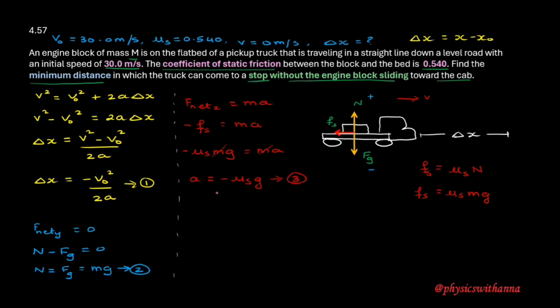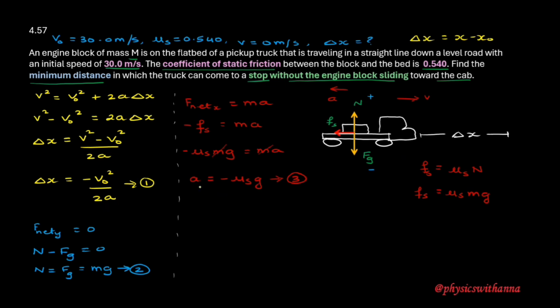Now, if you look at the sign on a, it is also negative, which indicates that this acceleration is opposite to the direction of velocity, and it is in the same direction as the force of friction. So I can show my acceleration going to the left, opposing the motion of the pickup truck, which makes sense because the pickup truck is eventually coming to a stop.